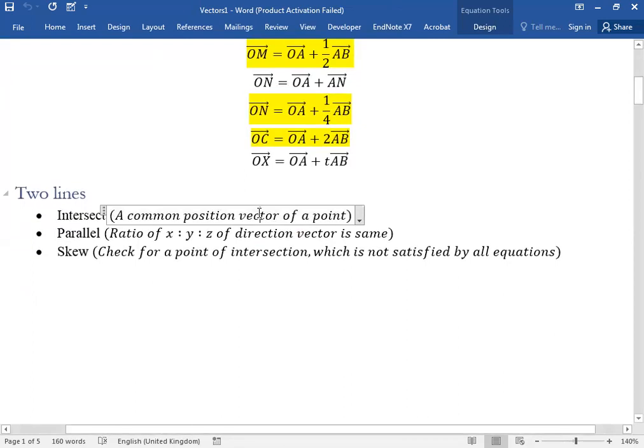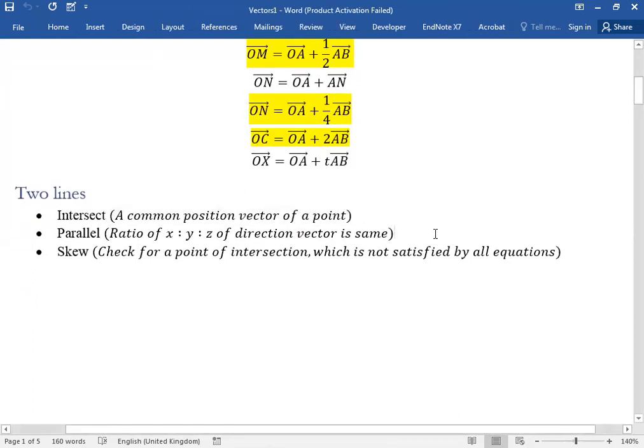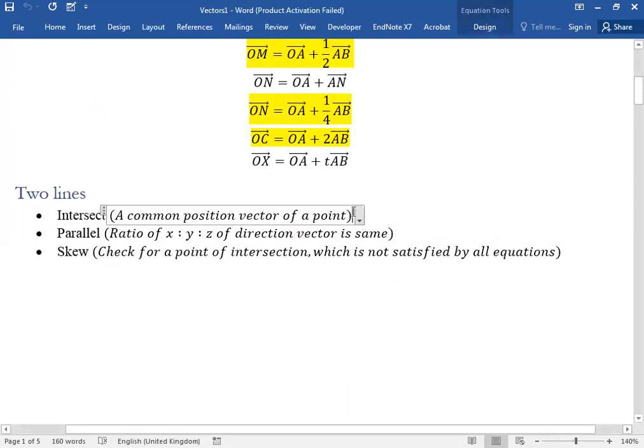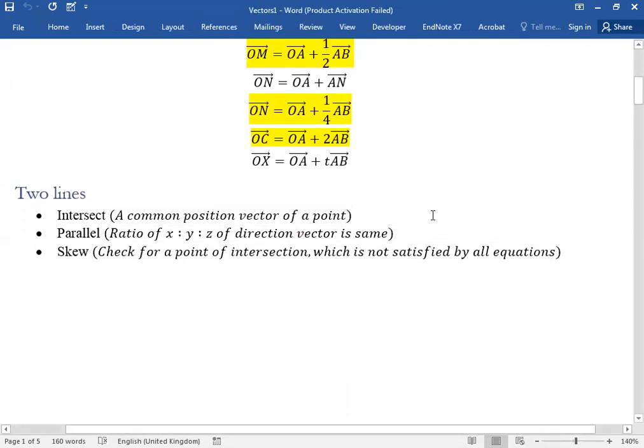Okay, now there are three relationships that can exist between lines in 3D. I'll help you understand and imagine it. The two lines either intersect. It's also easy to understand in 2 dimensions. If they intersect, that means they must have a common position vector. Agreed or not? The point where they are intersecting must be a position vector of both the lines, right? If they are parallel, the ratio of x, y, z of the direction vector remains the same. And the third condition is that the lines are skew.